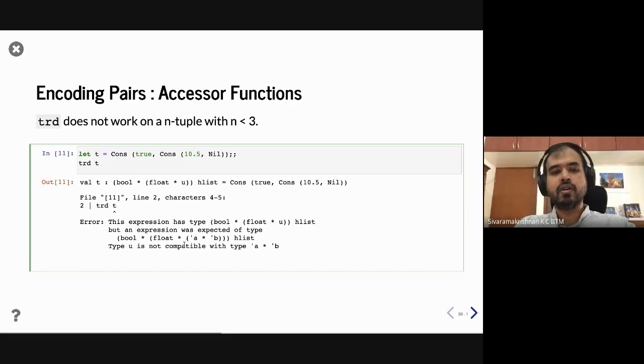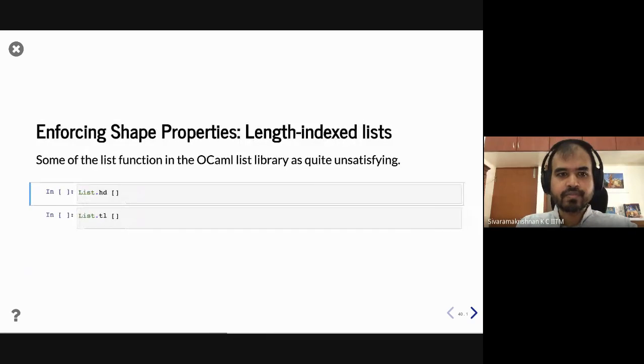Okay, so there seem to be no further questions. Let's move on to the next class of examples, right? We will look at a whole series of examples where we enforce shape properties based on types. The first thing that we are going to look at is length indexed lists. So what do I mean by length indexed lists? Let's look at an example.